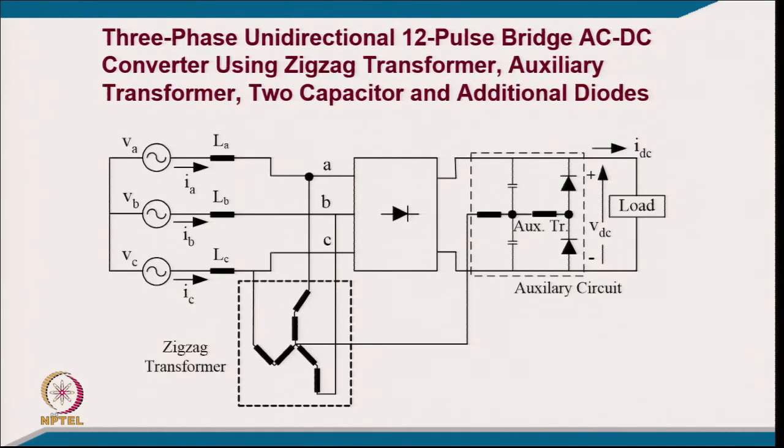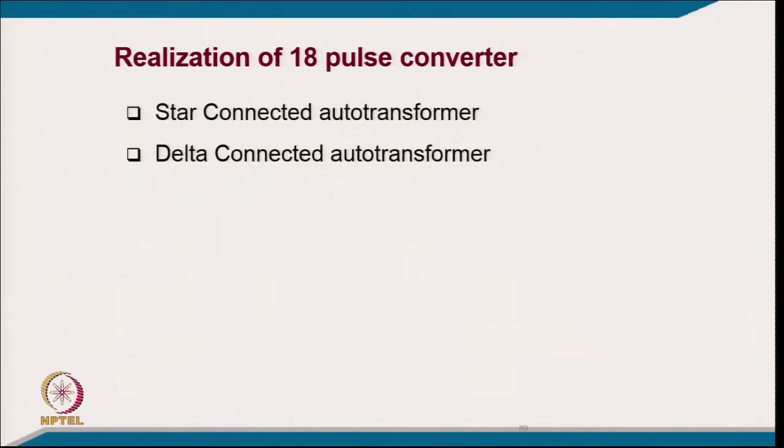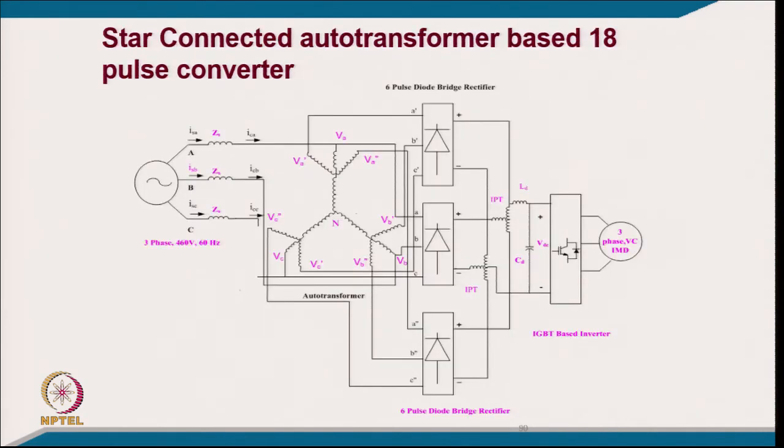Another is to get pulse doubling with a zigzag ripple injection. This 6 pulse, we are able to convert to 12 pulse from this auxiliary transformer to capacitor additional one. And now for realizing the 18 pulse, we can have 18 pulse in many ways. One way is giving a phase shift, typically plus minus 20 degree, and we are able to get 3, of course, in auto connection.